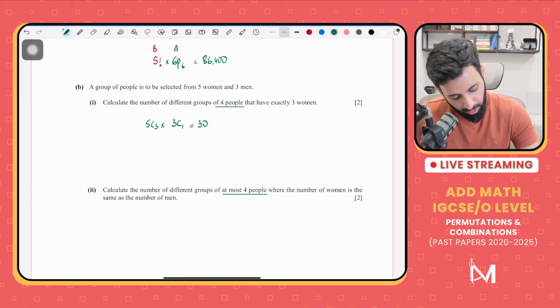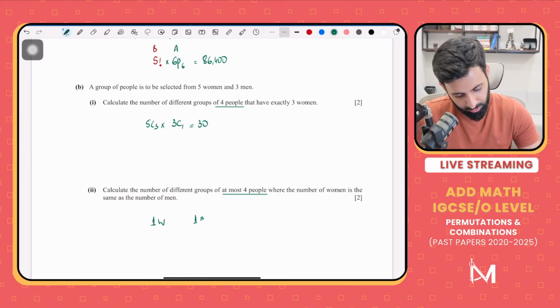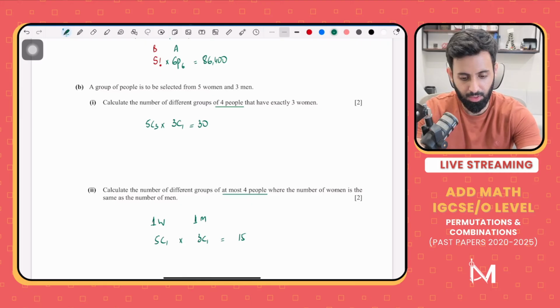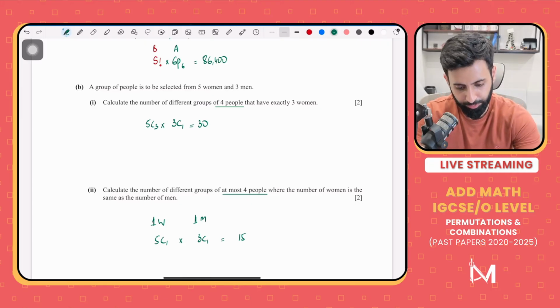That's it. So let's say that you have 1 woman and 1 man. Now how do you make sure that you have 1 woman and 1 man? There are 5 women to choose from, so that's 5C1. And there are 3 men to choose from, and you have to select 1. So that's 5C1 into 3C1. What's that equal to? That's equal to 15. Now, what other possibility do we have?